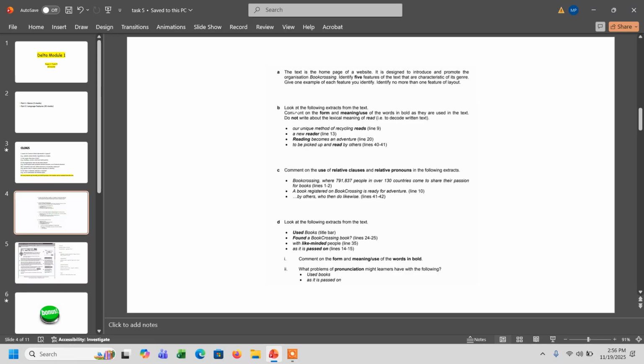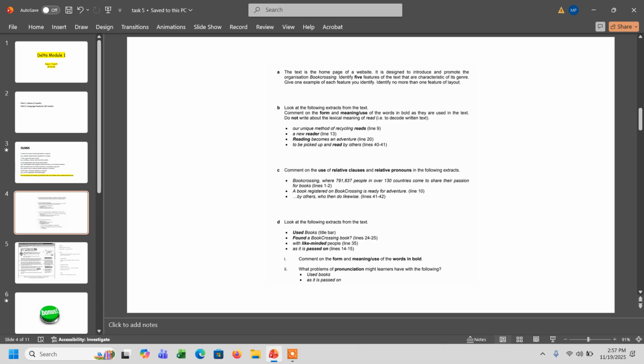Another question is B, starting from B. It's a big part. You will be asked to analyze a specific word. Here, the specific word reads, reader, reading, read by others. So you will be asked to analyze a specific word or sometimes phrase or even a sentence from the text.